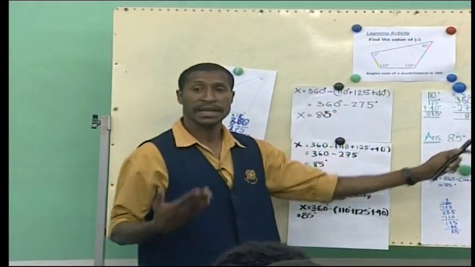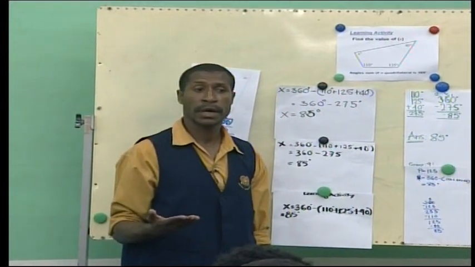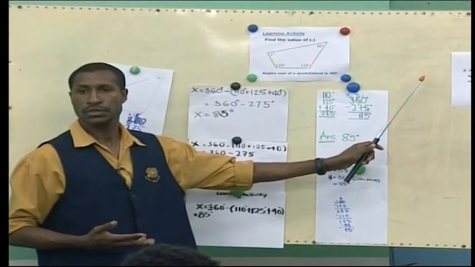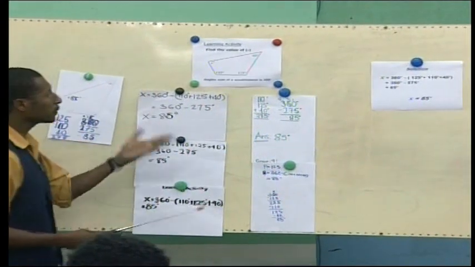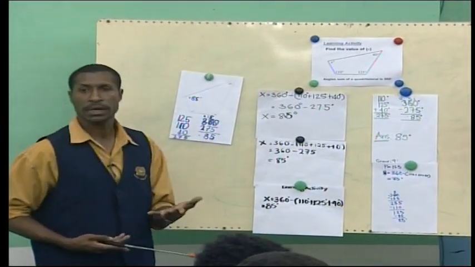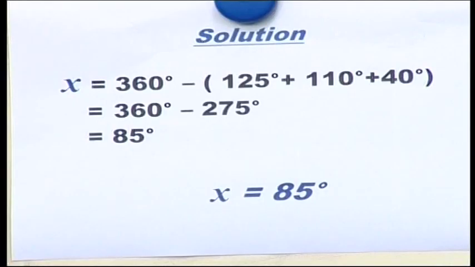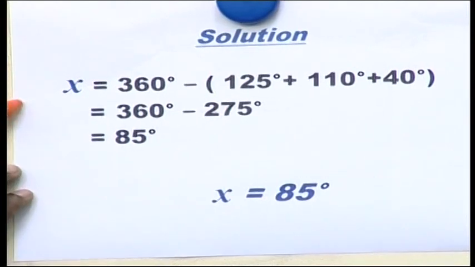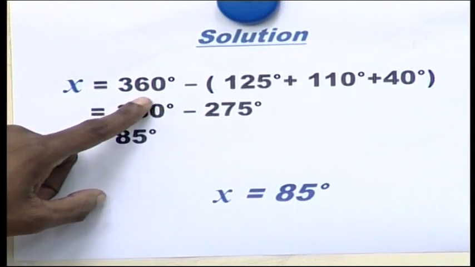It is important because anybody who wants to check your work will understand how you got your answer. So when you are solving a problem, make sure you show your steps and methods very clearly. Now the solution is x equals 360 degrees.